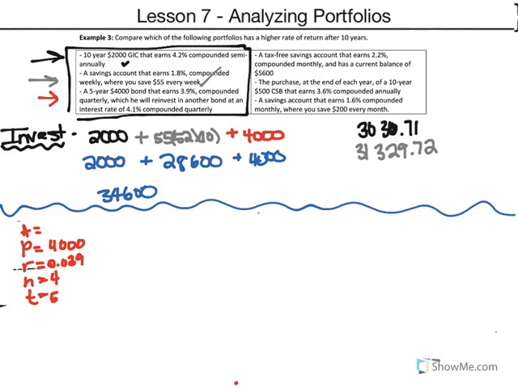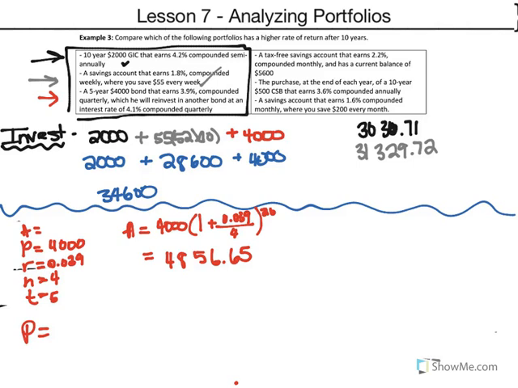What we're going to do is, once we've figured that out, you're going to reinvest it after 5 years at a different rate. So we'll first figure this out. A is equal to 4,000 times 1 plus 0.039 over 4 to the power of 4 times 5, which is 20. When we type this all into your calculator, you should get 4856.65.